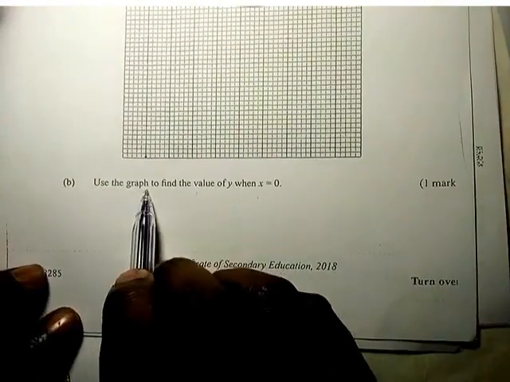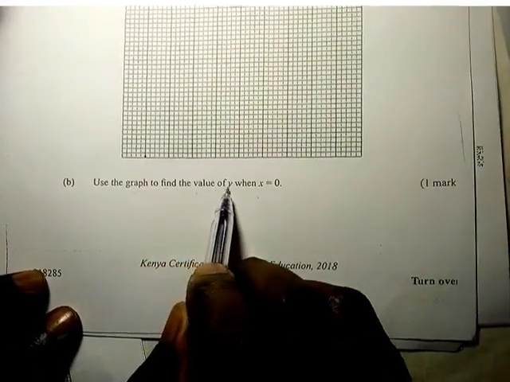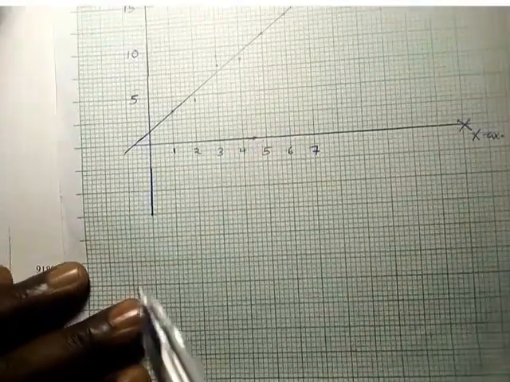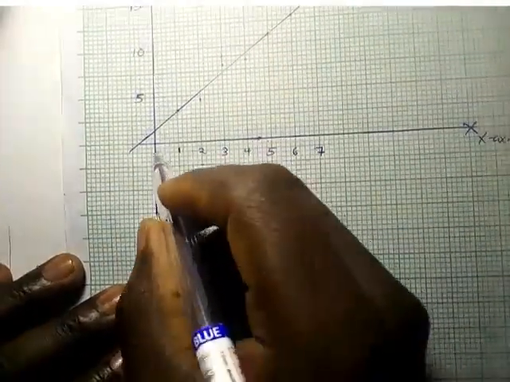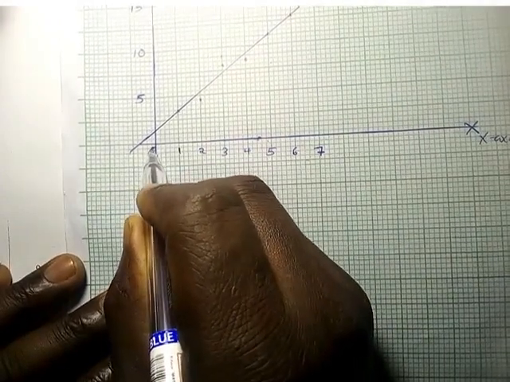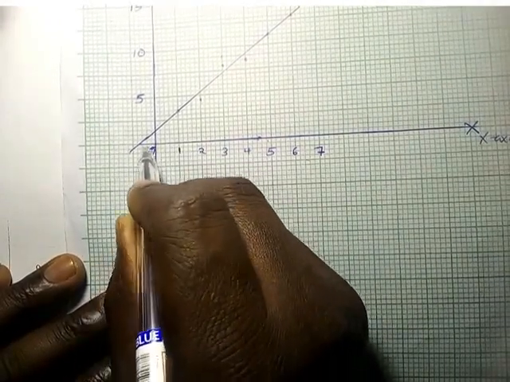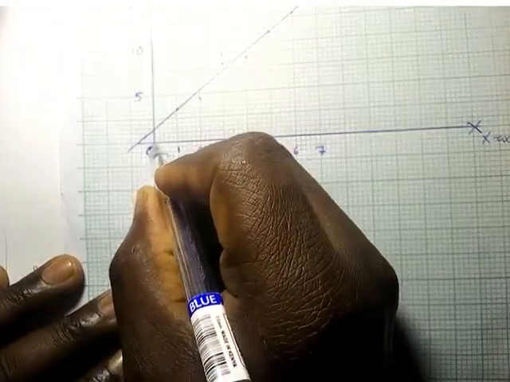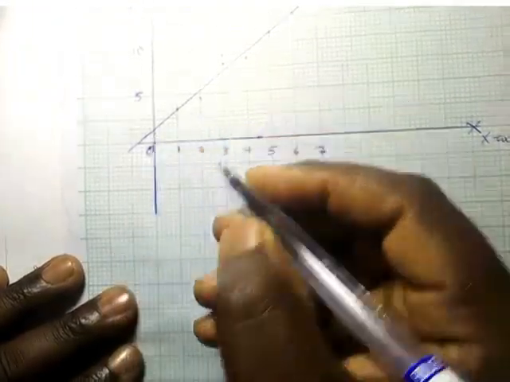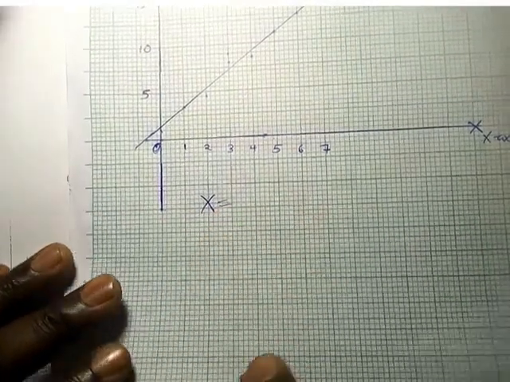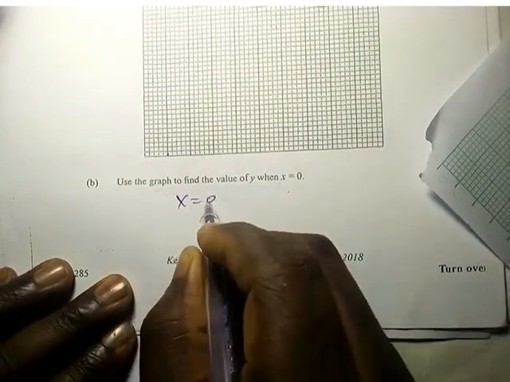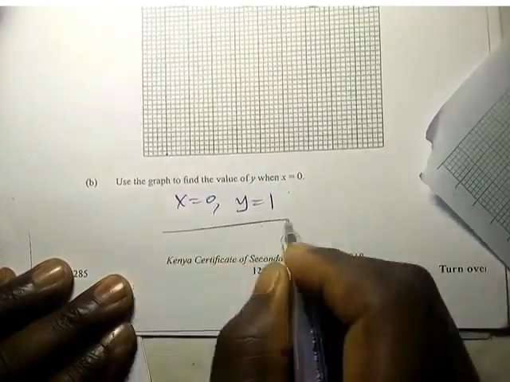Use your graph to find the value of y when x is 0. So when x is 0, x is 0 at this point. Remember here x is 0. This is the x-axis. So what will be y? Y will be 1. So when x is equal to 0, y is equal to 1.